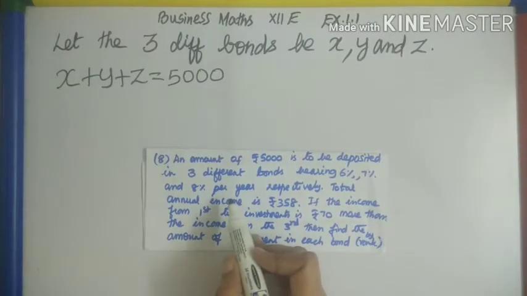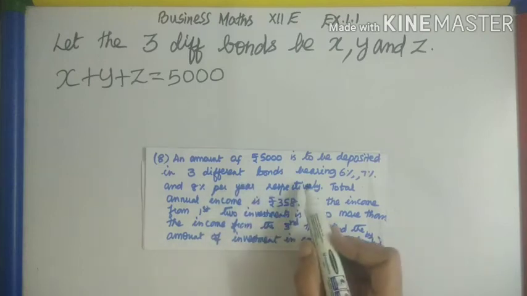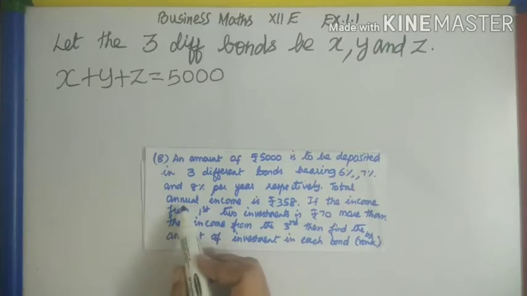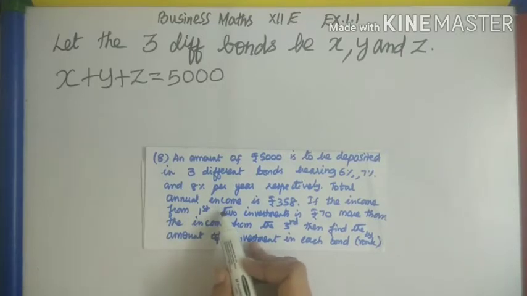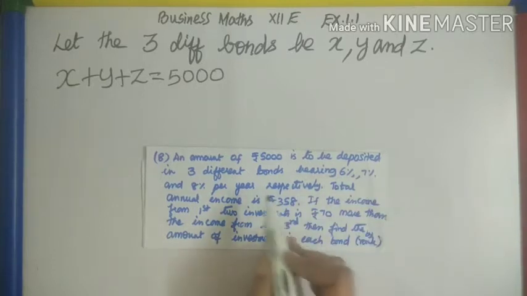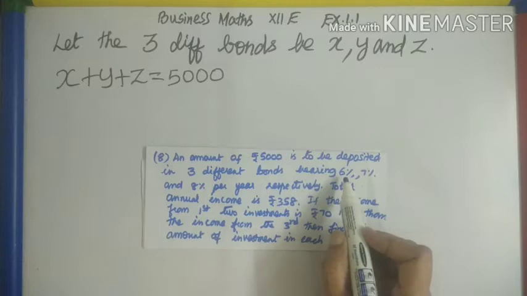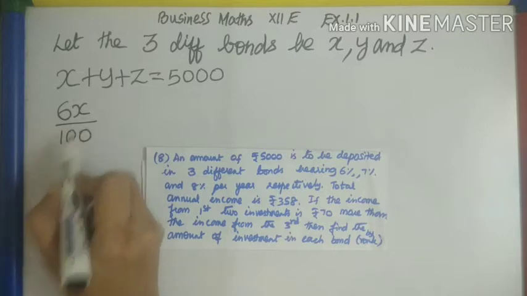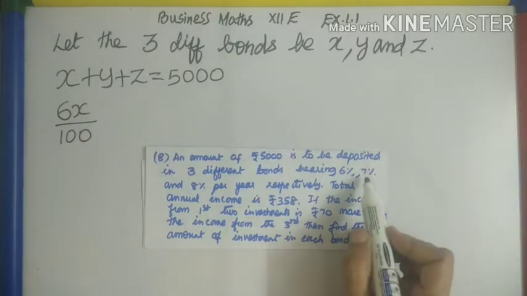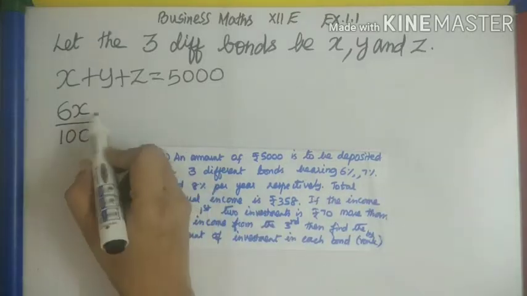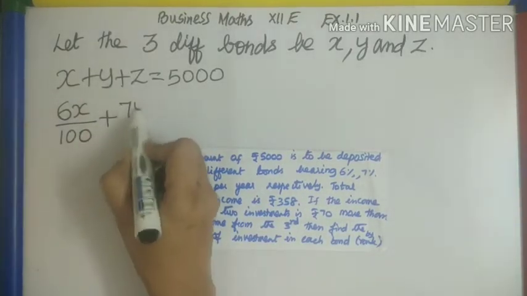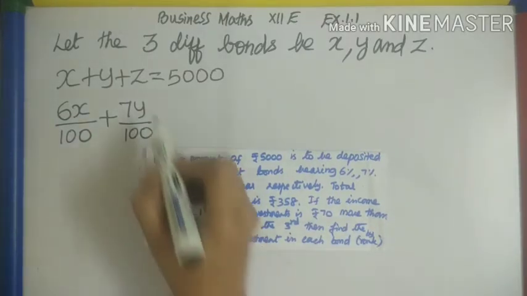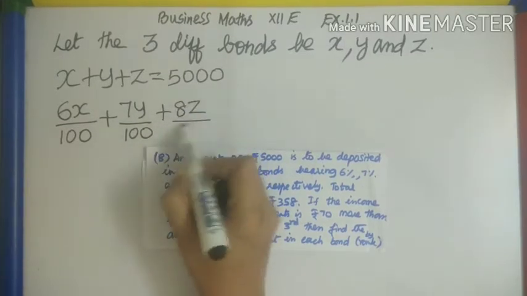The second line says the 3 different bonds are bearing the percentage 6, 7 and 8. So that means to calculate the annual income, we need these percentages. So first bond is X and the percentage is 6. So it will give me an annual income 6x by 100. The second bond is at 7%. Second bond is Y actually. So 7y by 100. And the third bond is 8%. So I will write 8z by 100.